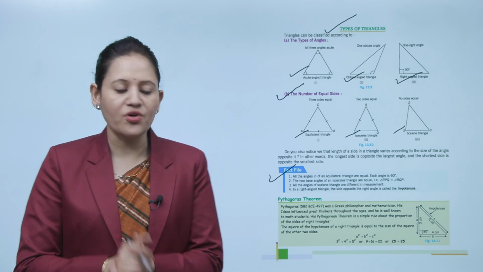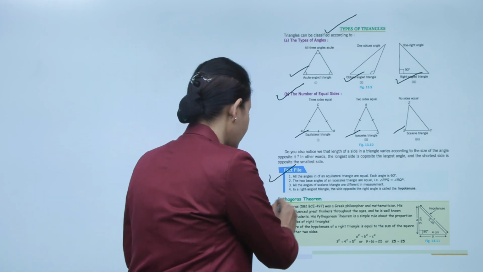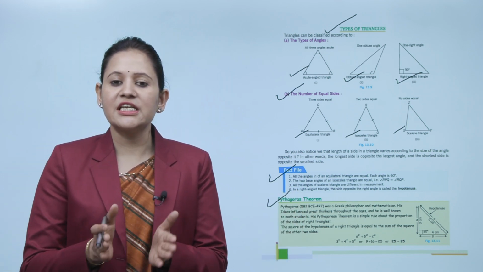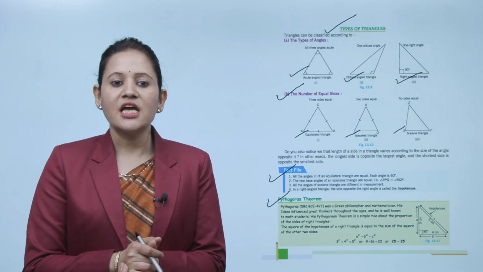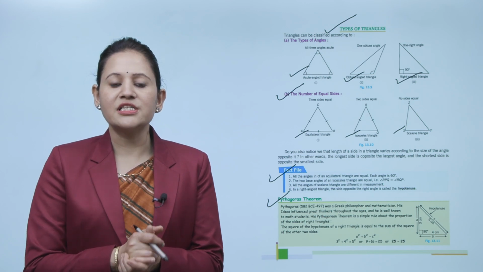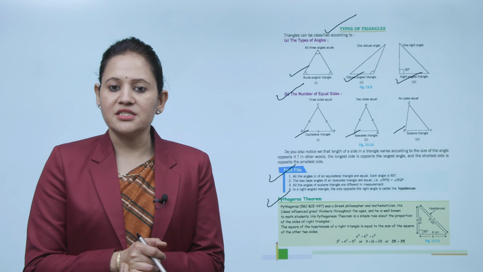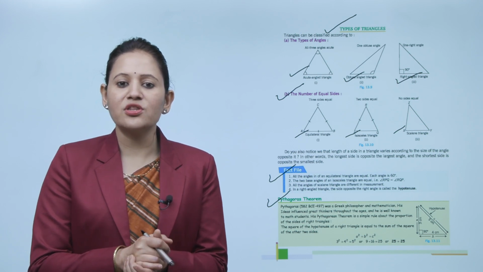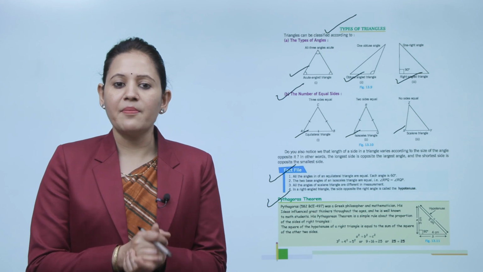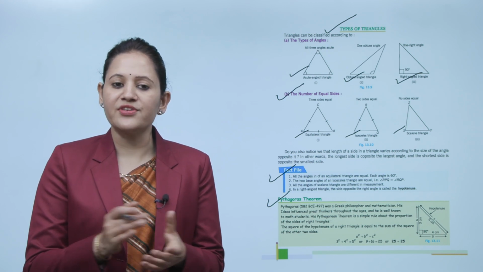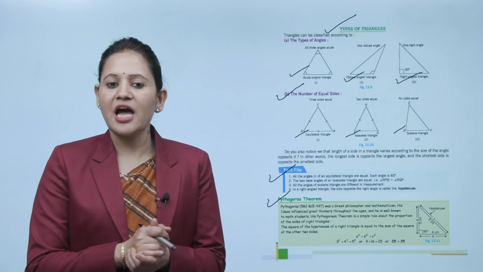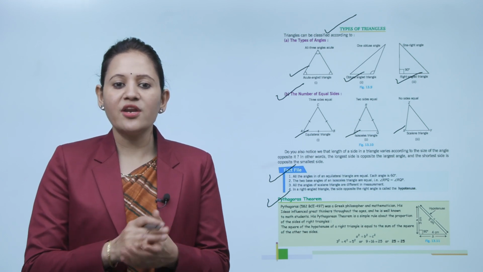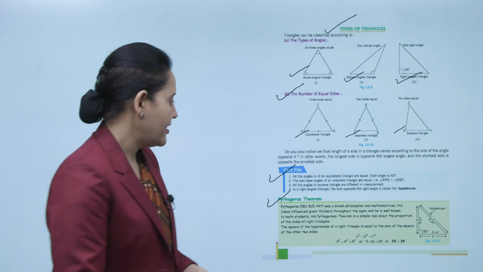Next is the Pythagoras theorem. Pythagoras was a Greek philosopher and mathematician. His ideas influenced great thinkers throughout the ages, and he is well known to math students. His Pythagorean theorem is a simple rule about the proportion of the sides of a right triangle. The square of the hypotenuse of a right triangle is equal to the sum of the squares of the other two sides.